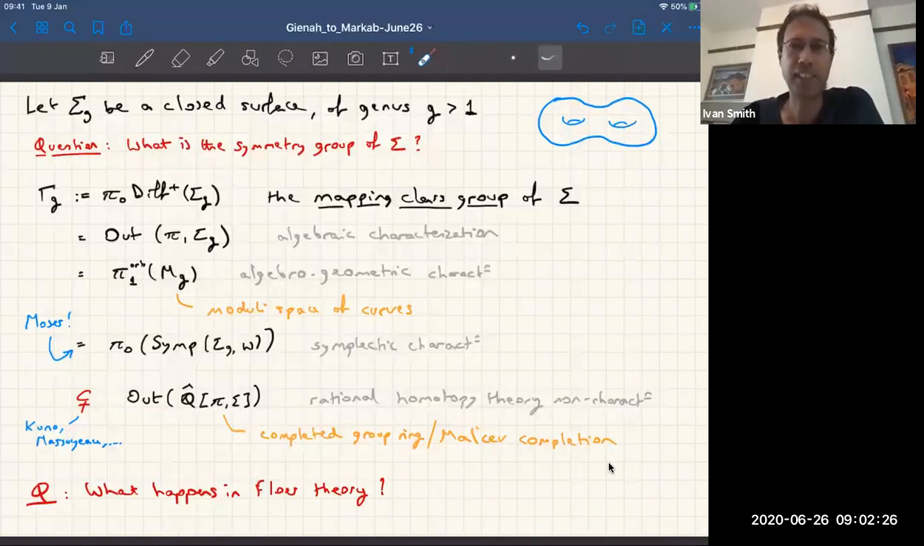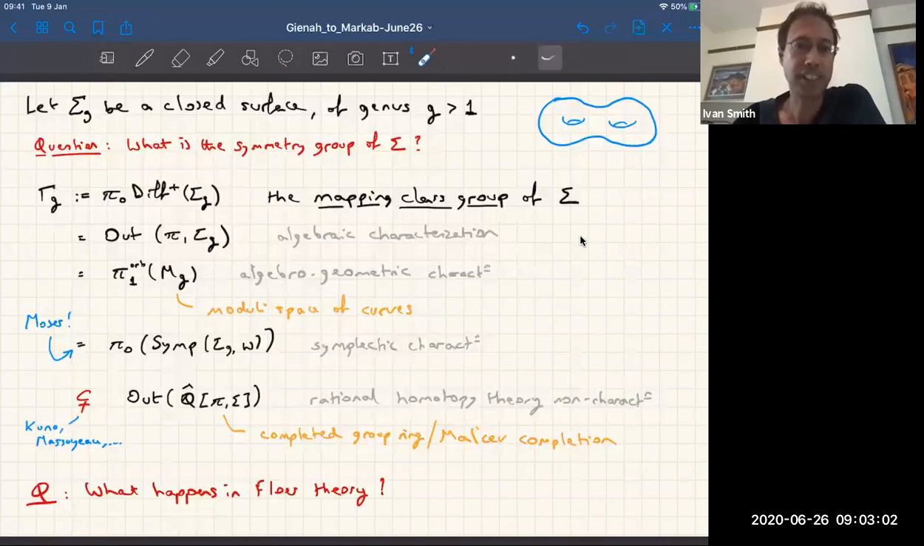Okay, so you could give this many kinds of answer in different contexts, but maybe the most classical answer in a variety of contexts would be to say that this is the mapping class group, so the group of components of the orientation preserving diffeomorphism group of sigma. That's famously also the outer automorphisms of the fundamental group, which is a sort of algebraic characterization of the group, or the fundamental group of the moduli space of curves, which is a sort of natural algebro-geometric incarnation of the group.